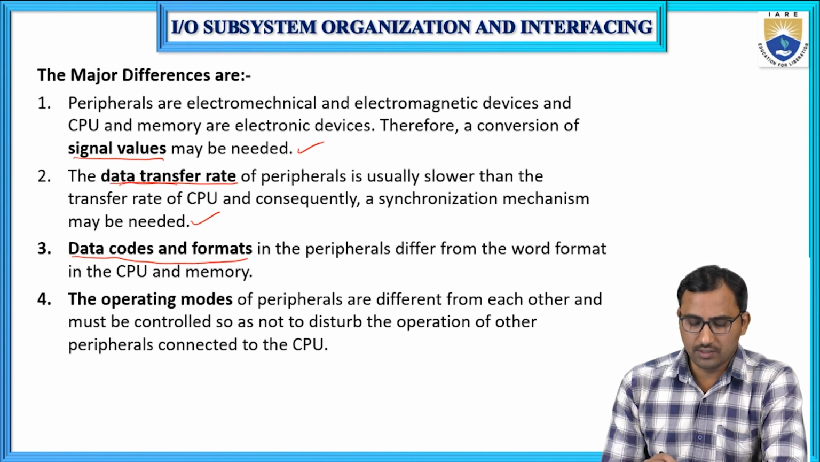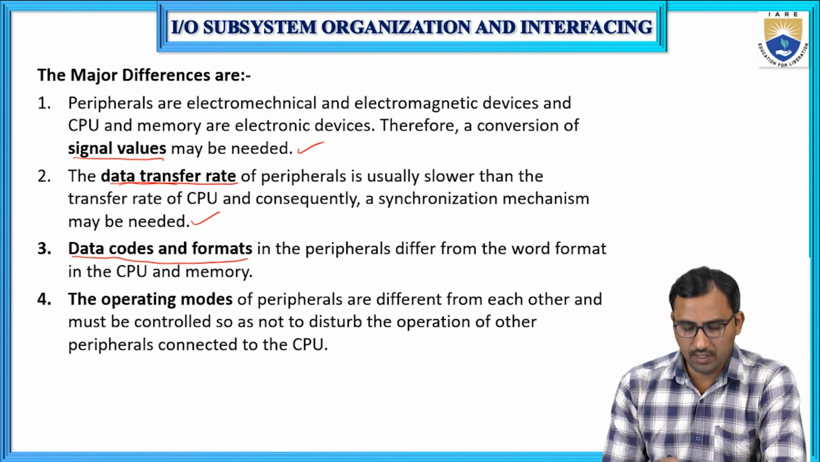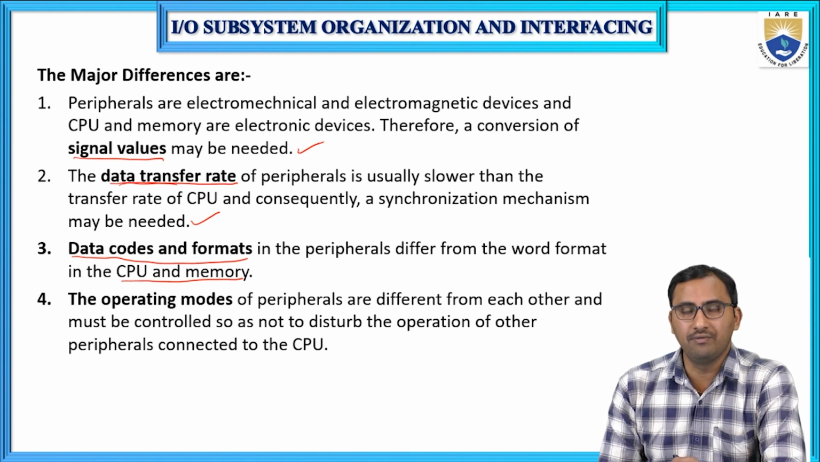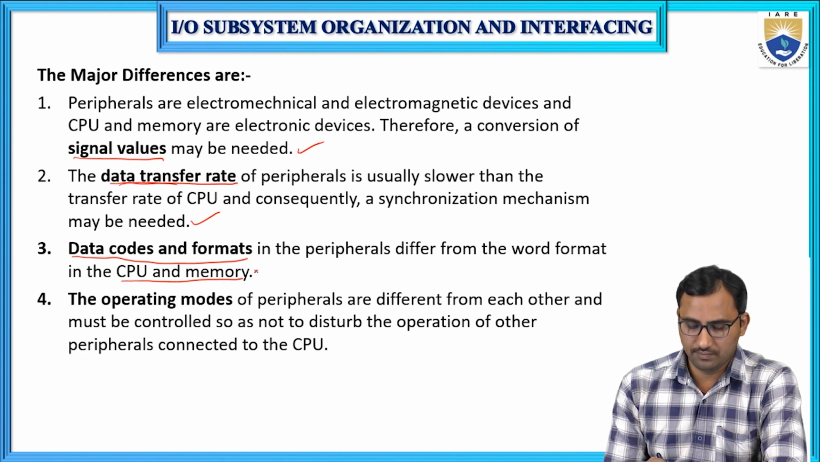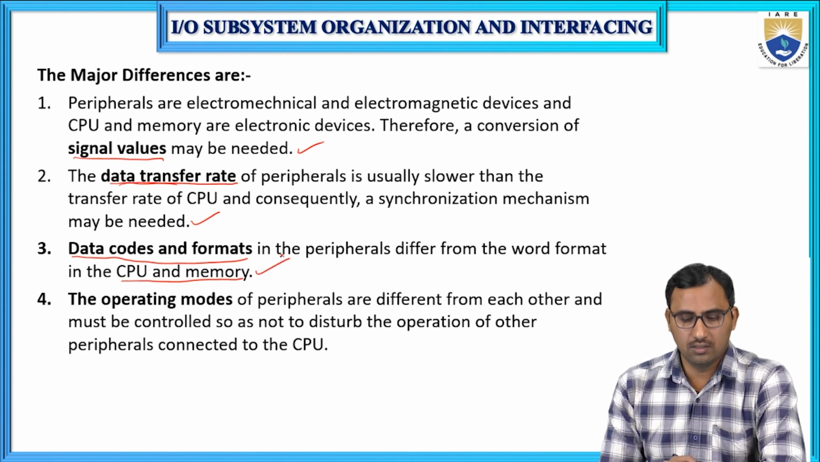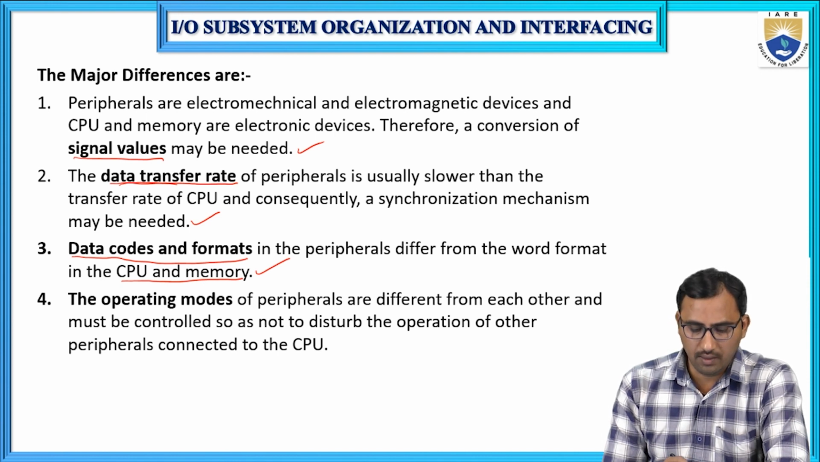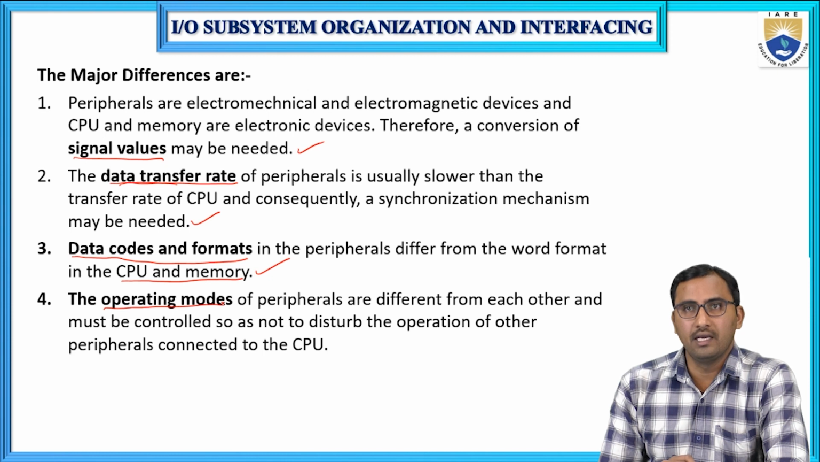For the CPU and the memory, the data format will be the word. So in order to match the data formats between the CPU and IO devices, we are using an interface circuit. And the last but not least, the difference is the operating modes of the peripheral devices.